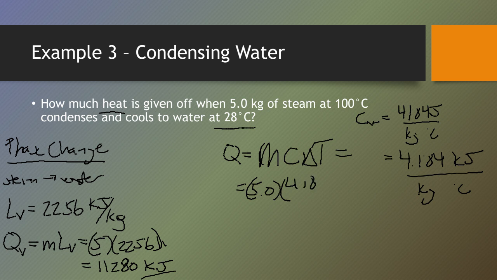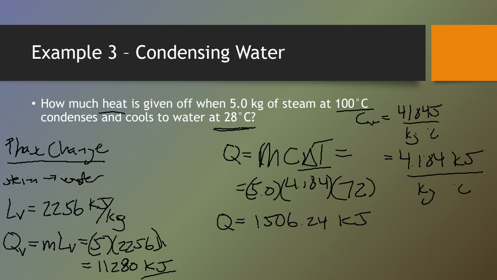So we multiply times 4.184, and then the change in the temperature is going from 100 to 28, so that should be 72 degrees. The heat given off here, we're just going to multiply these three values, 5 times 4.184 times 72, you should get 1,506.24 kilojoules.